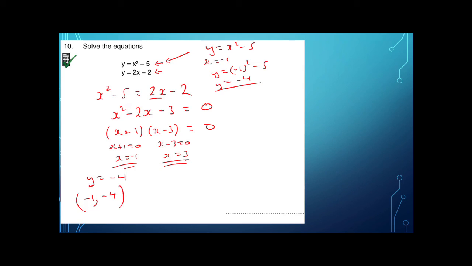And when x is 3, y is equal to 3 squared minus 5. 9 minus 5 is 4. So when x is 3, y is 4. So again, the line and the curve cross at 3, 4. They are simultaneous at 3, 4.